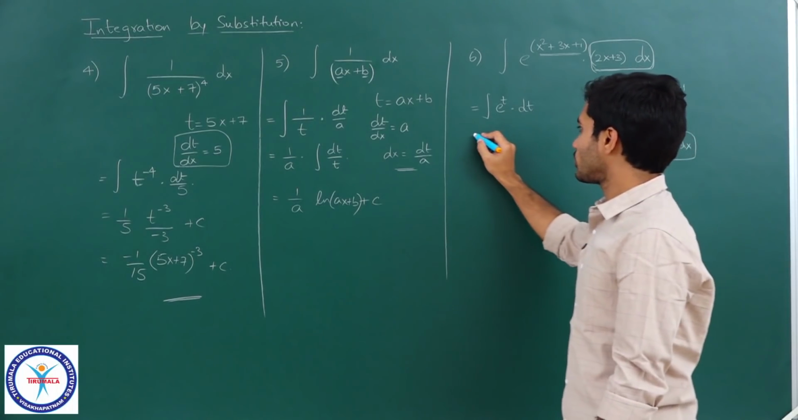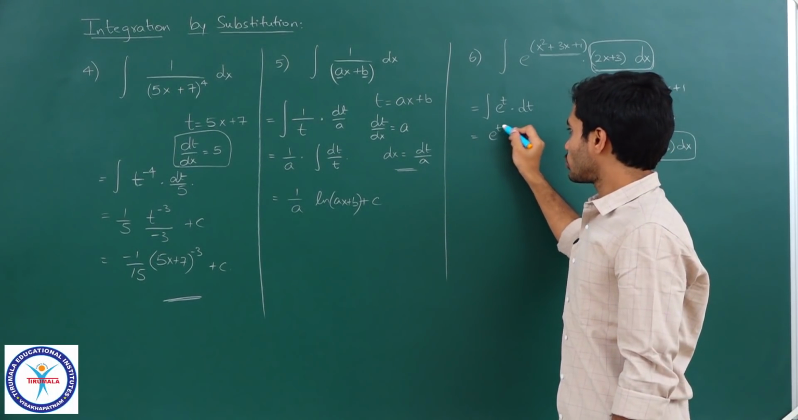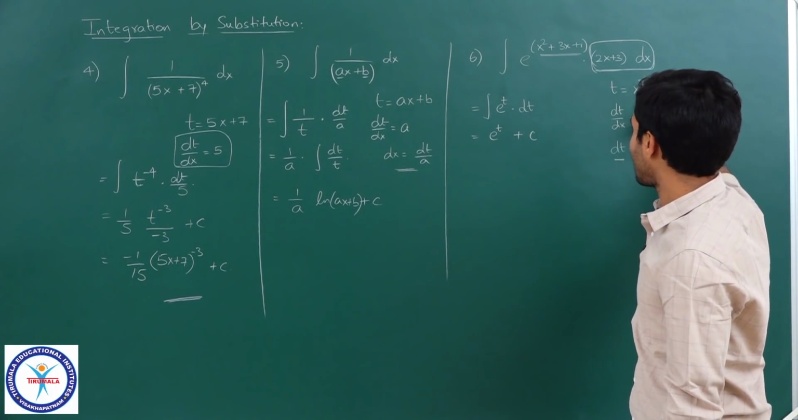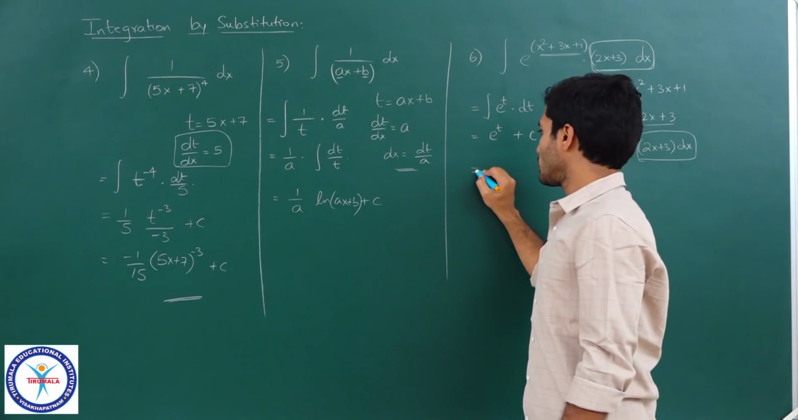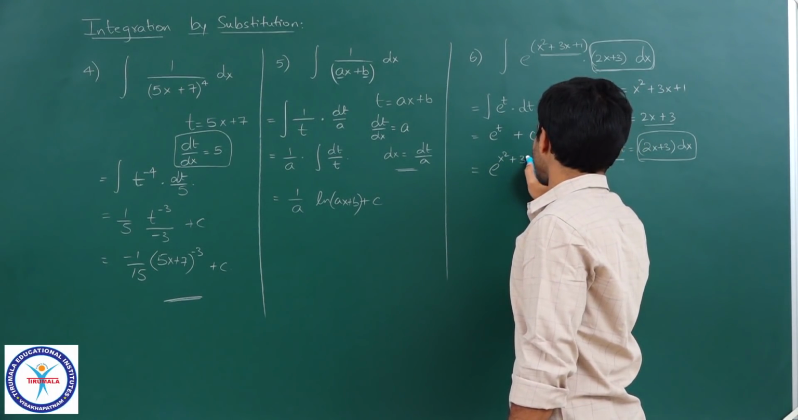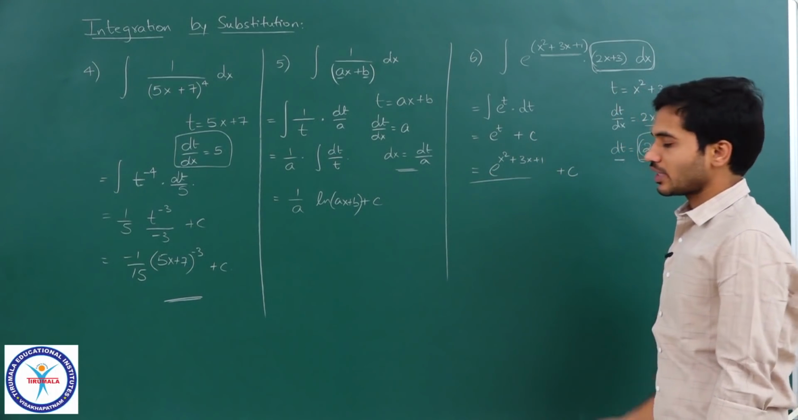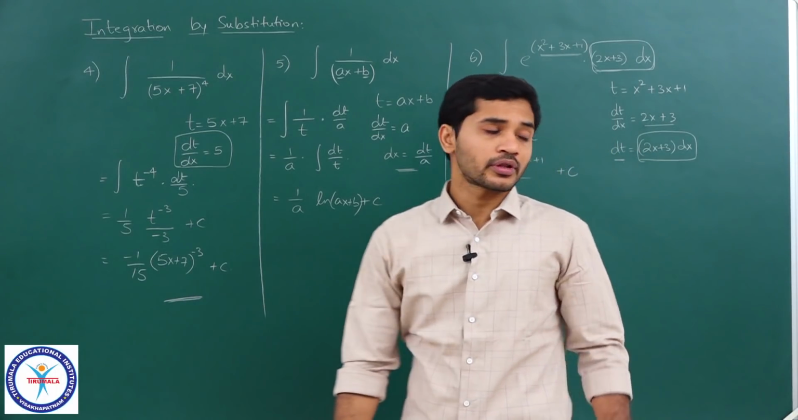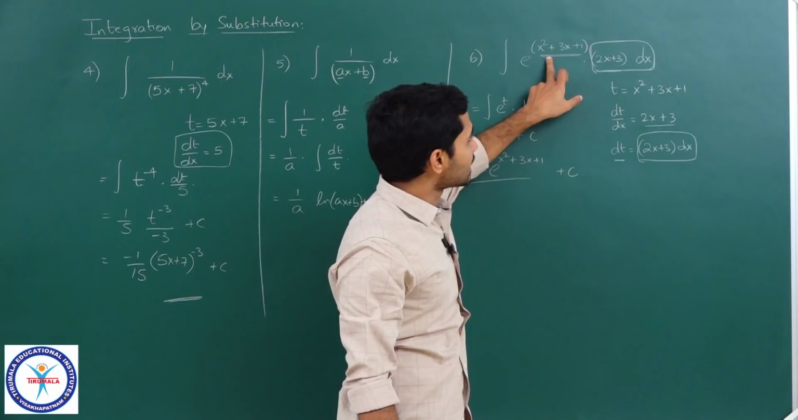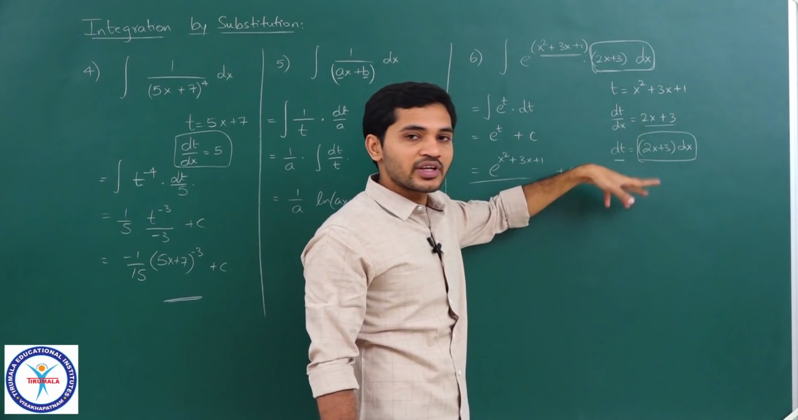So, when I simplify this, we know the integral of e power t, it is very simple, it is e power t itself. So, e power t plus c. Now, you can bring back the value of t which we have in that expression. So, this becomes e power x square plus 3x plus 1 plus c. So, that should be the answer. Clear students? So, although it looks very big, if you observe closely, the derivative of this is this expression, right. So, that is the reason it has become very simplified.